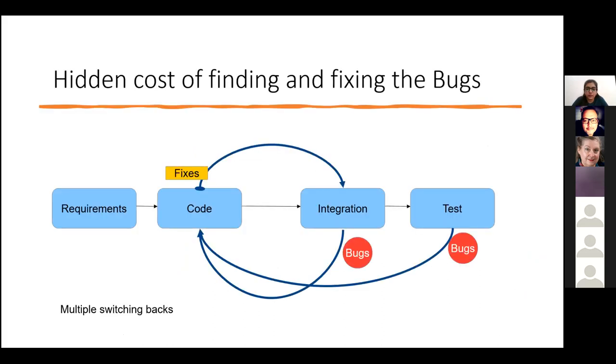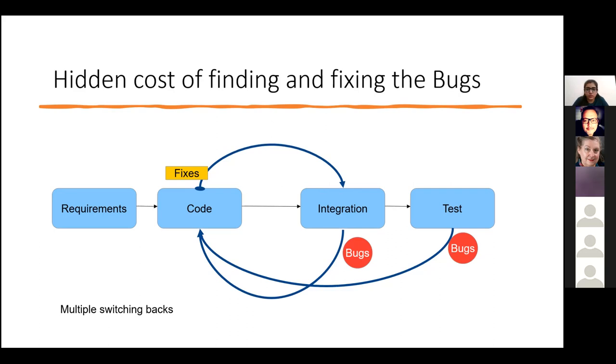Next is how the hidden cost of finding and fixing a bug impacts us. From this diagram, we can see that the normal flow is that we take the requirement, we code it, then there is integration testing involved, and finally the normal testing carried out by the testers in the team. If the code is wrong and it is identified at the integration step, then there is a loop back to the code. And if a bug is discovered at a much later step, later than system integration testing, the loop is bigger. We are going to fix it, and now a redeployment will be required. So these multiple switching backs are going to cause a lot of delay in our planned release cycle if we are not testing earlier in our life cycle.